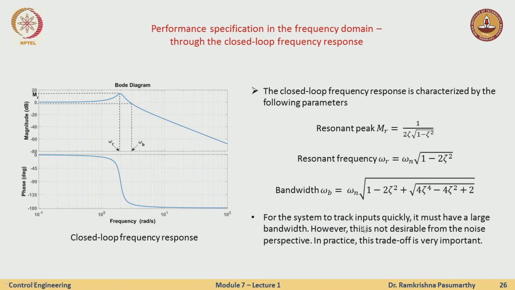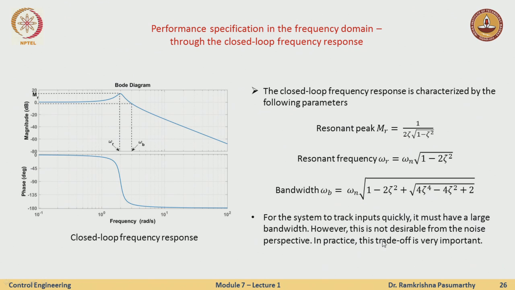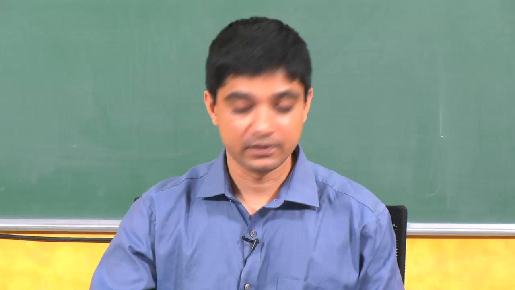Okay. For a system to track inputs quickly, it must have a large bandwidth. This again comes from here, right. What is bandwidth is depending upon omega n and zeta, right. And however, sometimes it is not desirable from the noise perspective, right, because if I have a higher bandwidth, as I saw when I was just having a pure derivative controller, it was an all pass filter and it had the drawback of not dealing very well with high frequency noise signals, right.